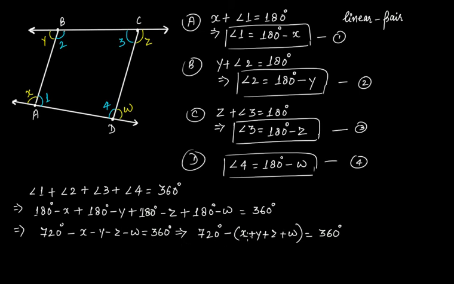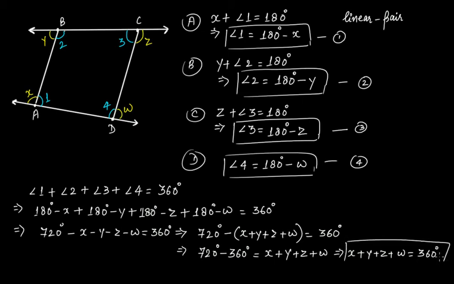From here, if you transpose this minus (x plus y plus z plus w) to the right hand side, and at the same time transpose this 360 degrees to the left hand side, this becomes 720 degrees minus 360 degrees is equal to x plus y plus z plus w, and from here you get x plus y plus z plus w as 360 degrees. That is, the sum of the external angles of the quadrilateral is equal to 360 degrees.